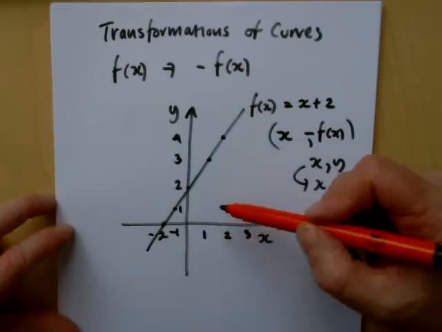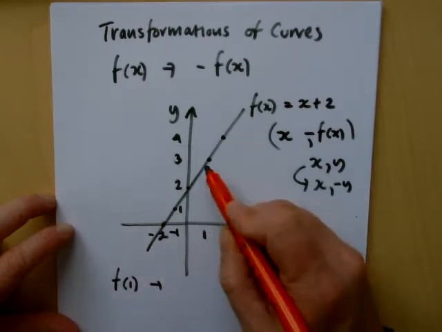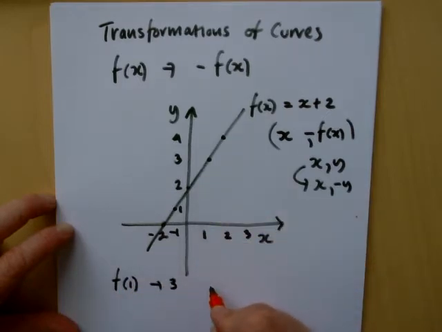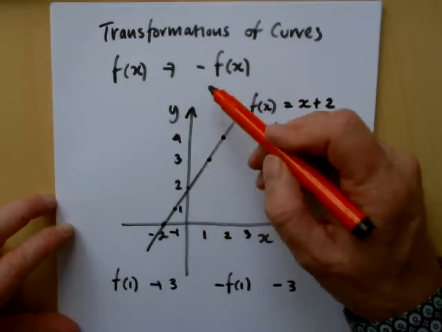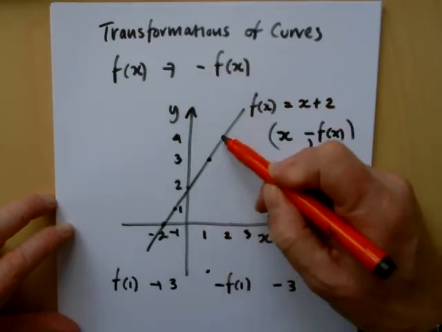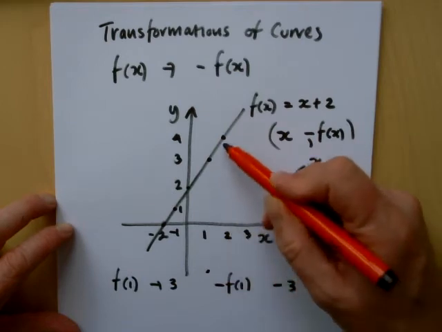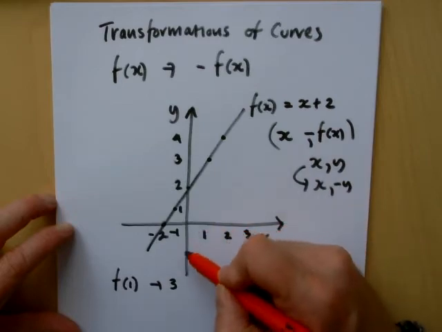So let's have a look what I mean by that then. So suppose we put in f of 1. F of 1 originally is 3, but we've got to do minus f of 1, so that becomes minus 3. So instead of going to 1, 3, the minus f of x graph goes to 1, minus 3. And then 2, 4 would go to 2, minus 4. So every y value has its sign changed.